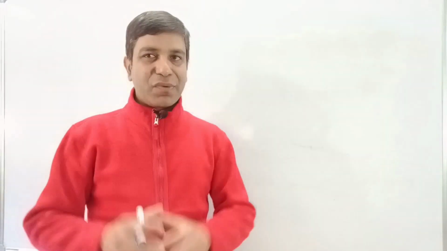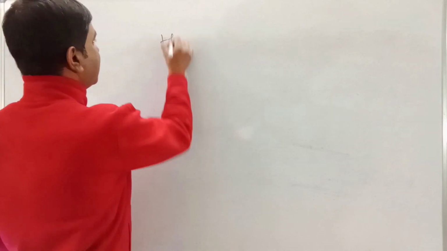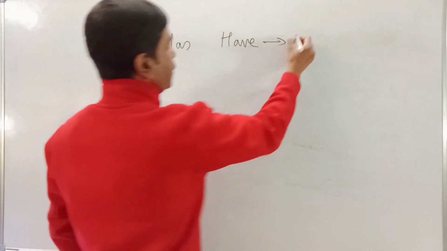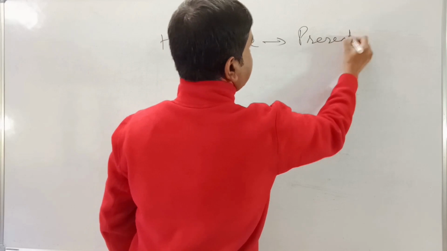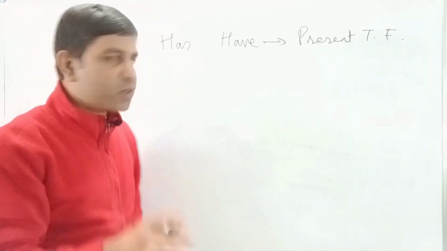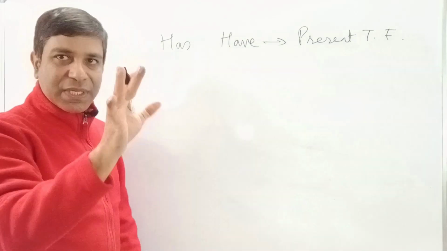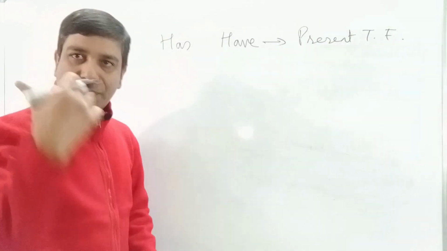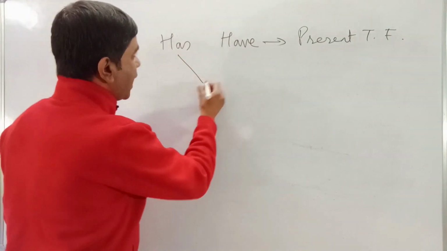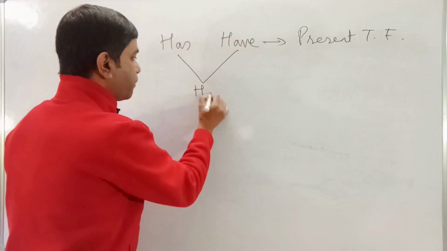Now let's talk about have verbs. Have verbs have two forms. They are has and have. Has and have belong to the present tense family. Has is used with singular subjects and have is used with plural subjects. When the subject is singular, use has. When the subject is plural, use have. That's very simple.